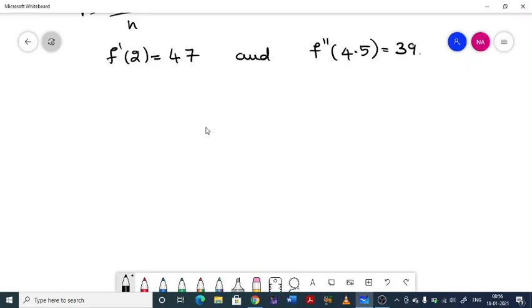Similarly we have numerical differentiation using Newton's divided difference formula. That also we can do. Newton's divided difference formula and numerical differentiation using Stirling's formula. See, Newton's divided difference formula is used for the values of x which are not equally spaced.